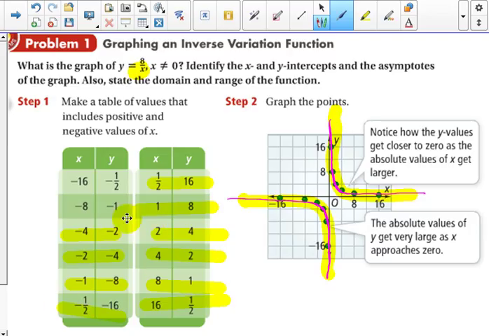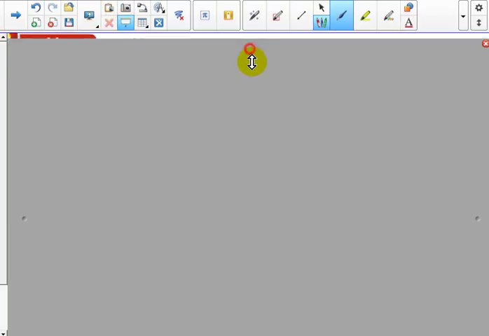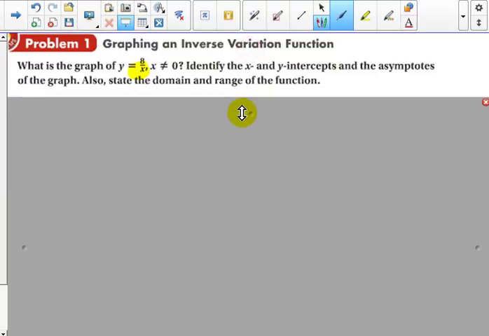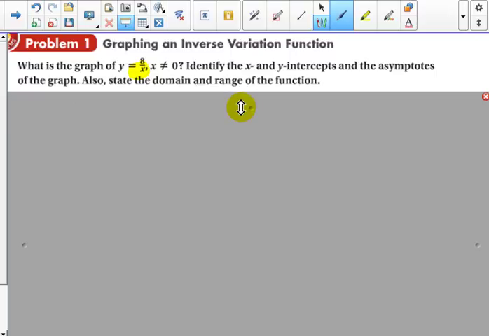So let's look at that. On problem 1, I hope you have your 8-2 out of your workbook. If you don't, make sure you grab it. It says, what's the graph of y equals 8 over x, where x is not equal to 0? Identify the x and y intercepts and the asymptotes of the graph. Also state the domain and the range of the function.